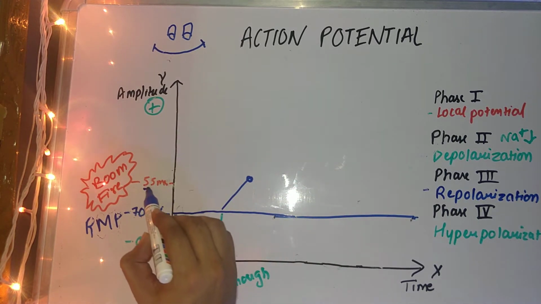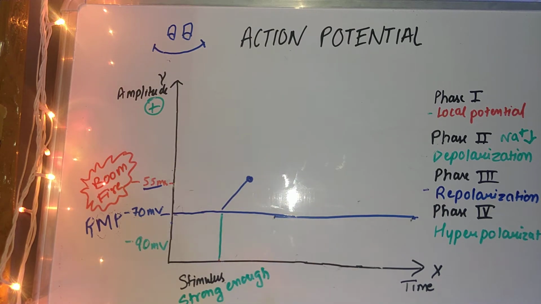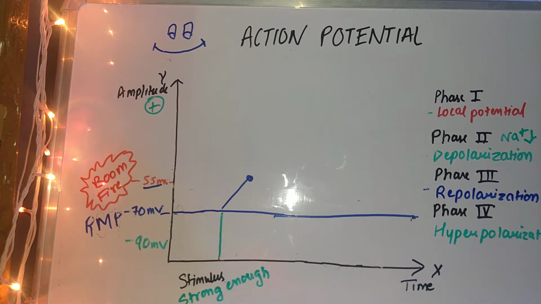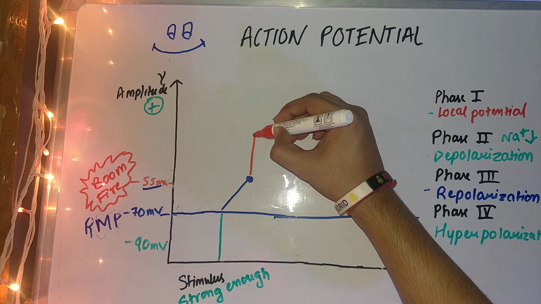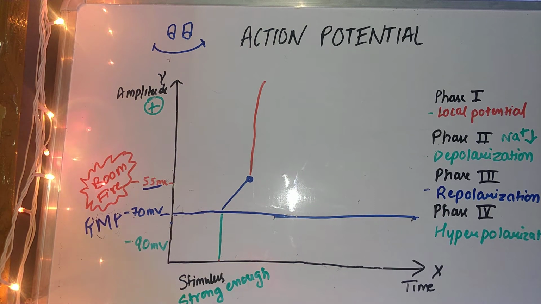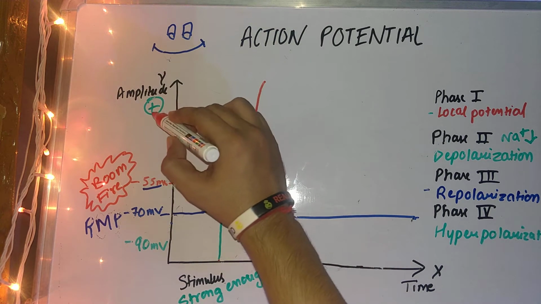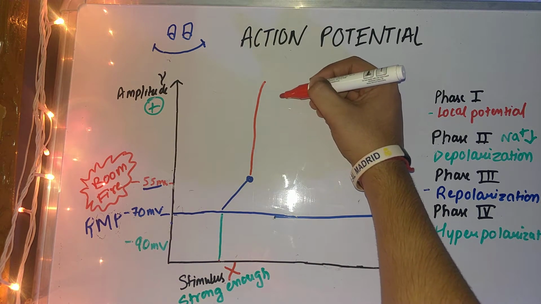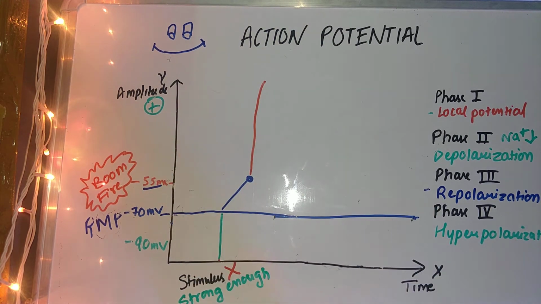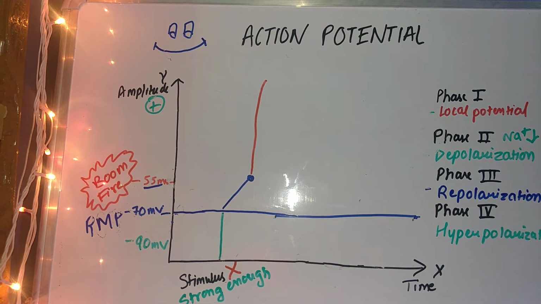The threshold potential of a nerve cell is minus 55, at which the voltage gated sodium channels will open. Now this is an active process. When the sodium channels are open, there is a rapid increase in membrane potential, as you can see, the positive increase. Now, as the stimulus is no longer there, there will be a decrease in the amplitude.